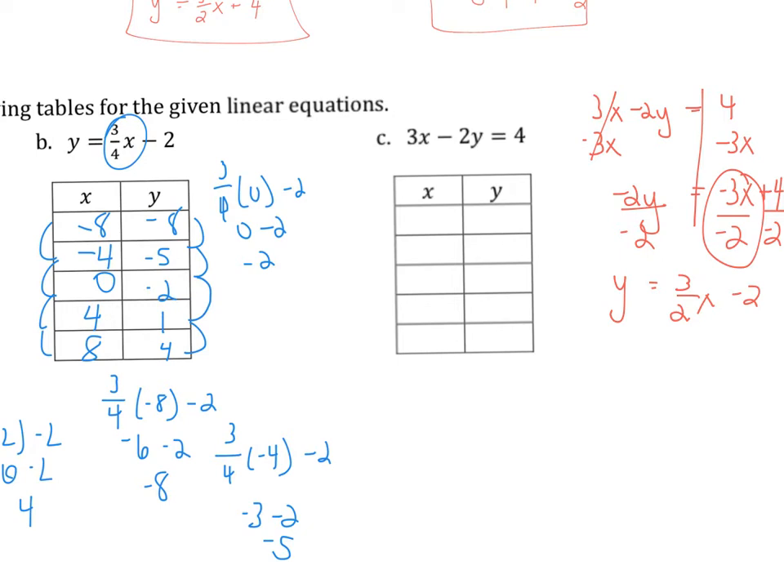Okay, so use 0 in the middle. Look at the denominator of the fraction in front of x. And let's use factors of that denominator. So 2, 4, negative 2, negative 4. And then we're going to plug those values in. I'm going to plug it into this one that I just solved. It's going to be way easier to find y that way. So I'm going to start with negative 4.